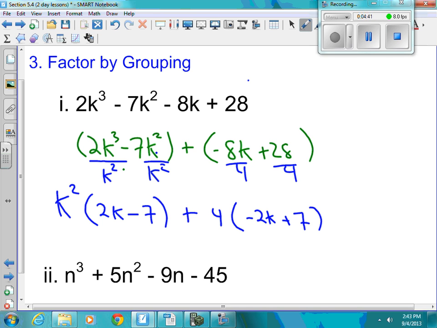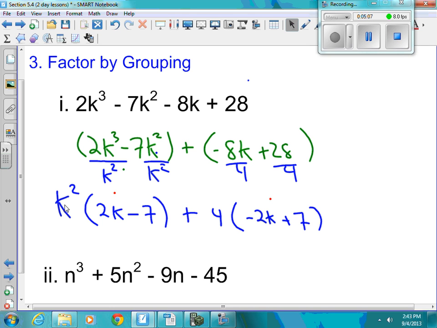Here's the thing when you factor by grouping. When you get done, you know you'll have done it correctly if the same exact terms are in the left-hand parenthesis and the right-hand parenthesis. Do we have the same exact terms in each parenthesis? We do not. Very close. Positive 2k and negative 2k, negative 7, positive 7. Each term is the opposite of the other.